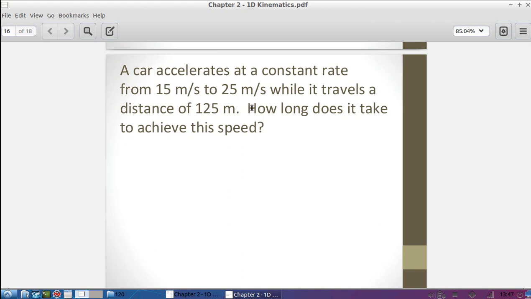We're looking for a time, right? And what I'll try to do is be more specific on assessment items. I'll say, how much time does it take? Because sometimes people will say how long, and then they think that's a distance. So I'll say how far for distance, and how much time for time, so we don't get confused about that. How long does it take to achieve this speed? So I'm looking for a time interval. I've got a change in velocity, and I've got a displacement.